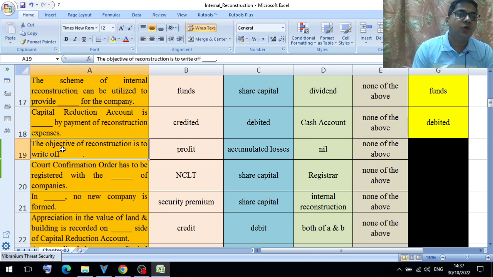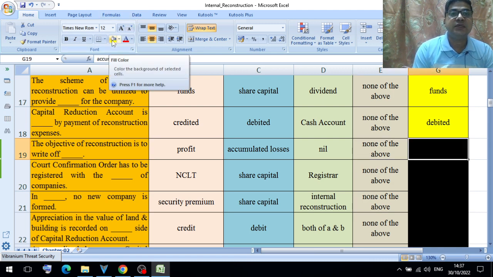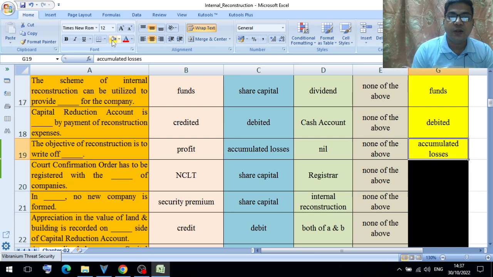Next, the objective of reconstruction is to write off dash. Option A, profit. Option B, accumulated losses. Option C, nil. Option D, none of the above. Here the answer is accumulated losses.